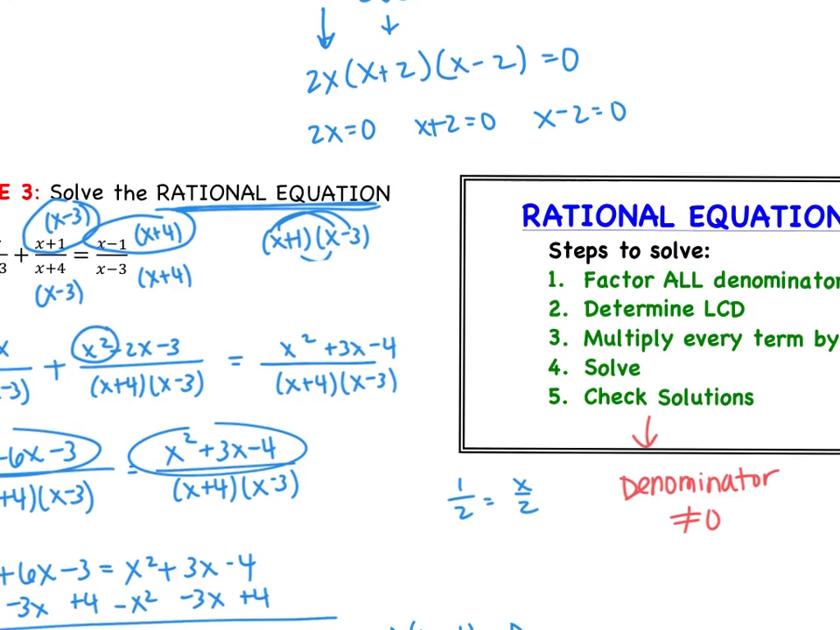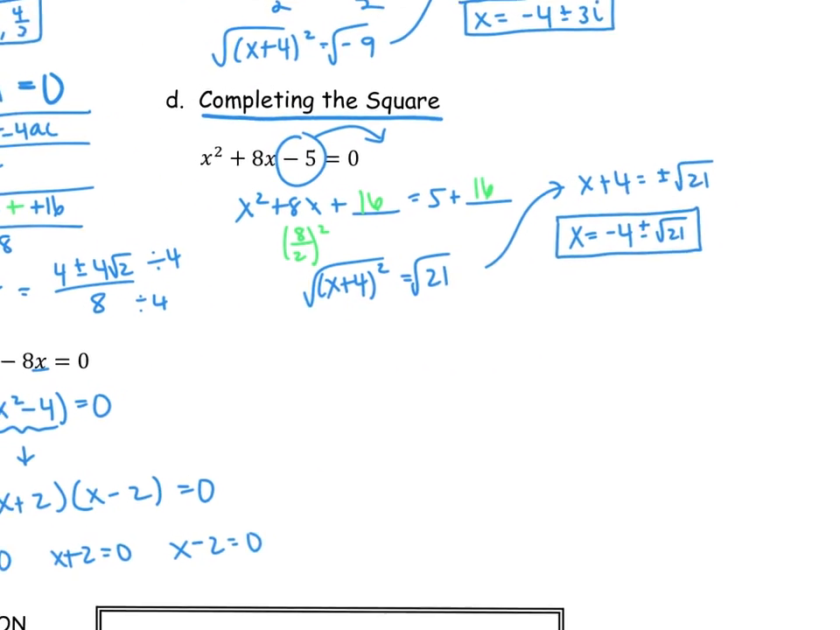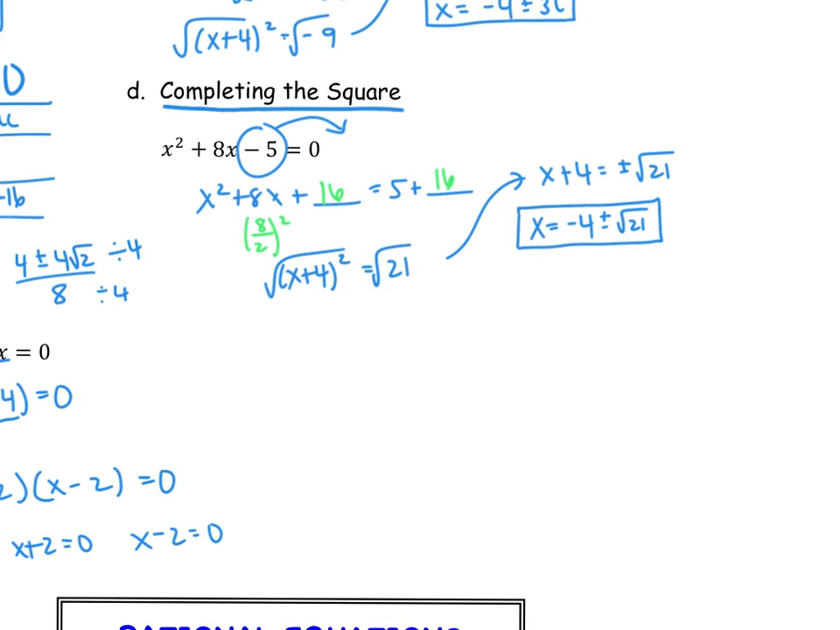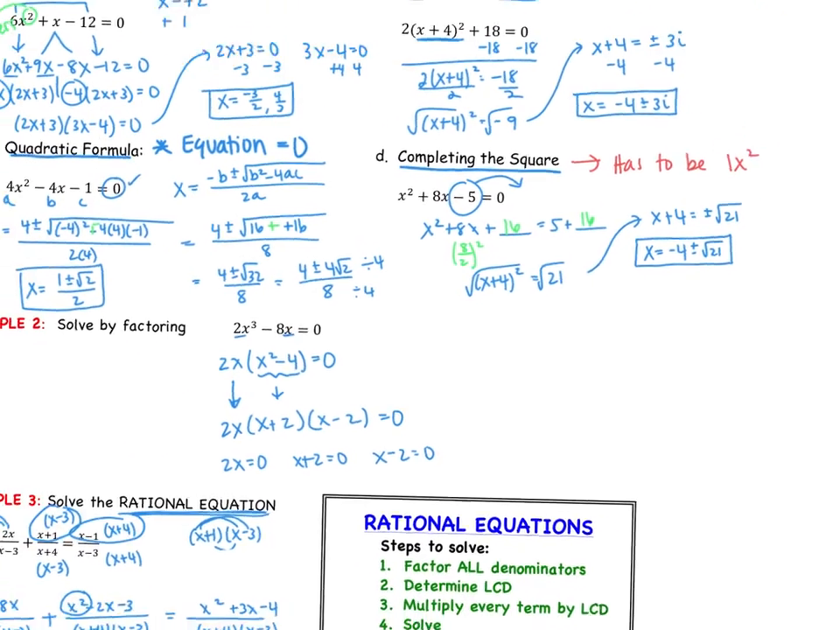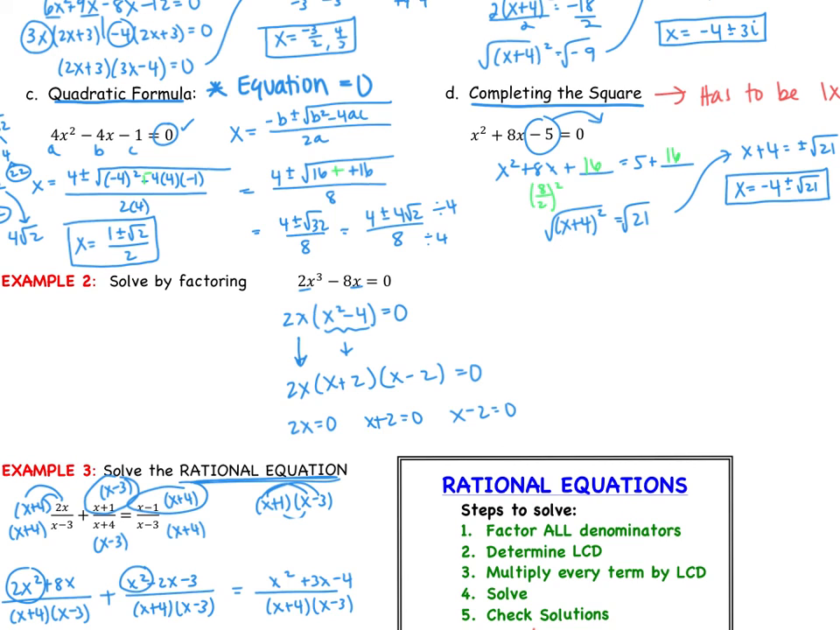Okay, I do want you to write this down because students sometimes forget this. With completing the square, there has to be a 1x squared. In your quadratic equation, you have to have a 1x squared. So if we were looking at what you did in B, which was this one, 4x squared minus 4x minus 1, you can't complete the square there. Completing the square has to have a 1x squared.